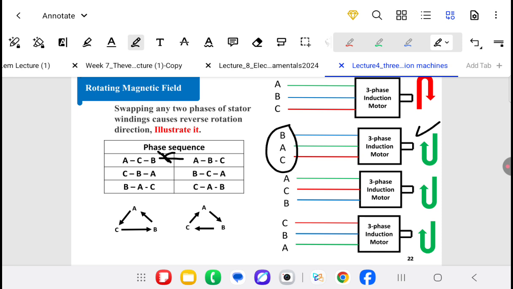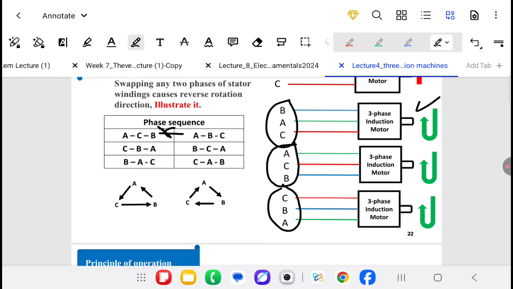And for ACB, it's the same as the previous one, and for CBA, the same as the previous one, as the direction of rotation is the same since we have the same phase sequence.